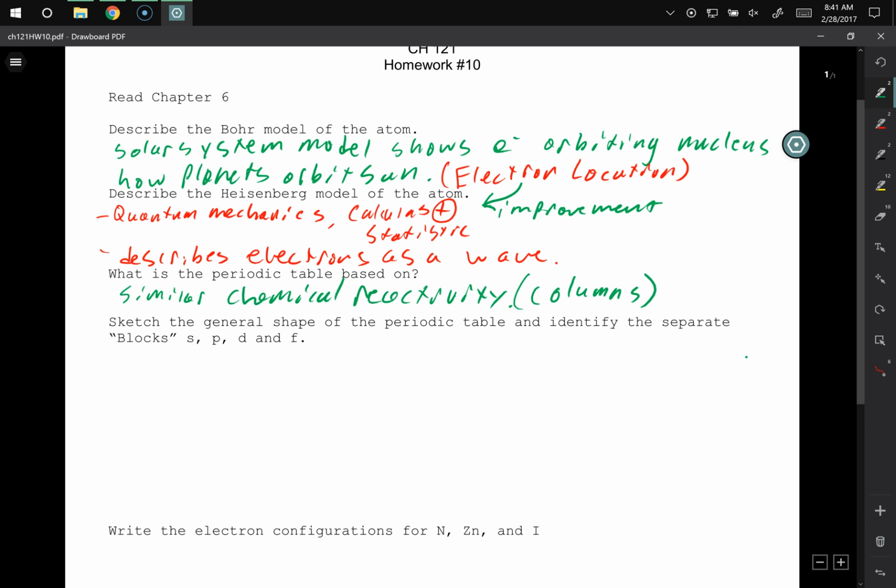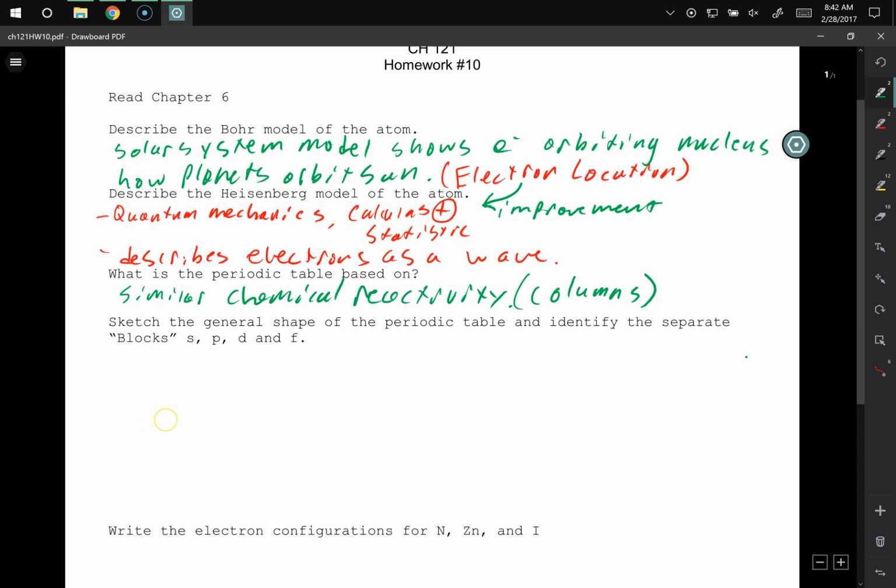So atoms in the same column are going to behave similarly chemically. What did he not base this on? Who's the guy who came up with the table in its current shape? Mendeleev. So what did he not base it on? He didn't base it on electrons because the guy didn't believe in them. But the funny thing about electrons is they're responsible for chemical reactivity. So in essence, his table is based off of electrons, even though he didn't go about doing that.